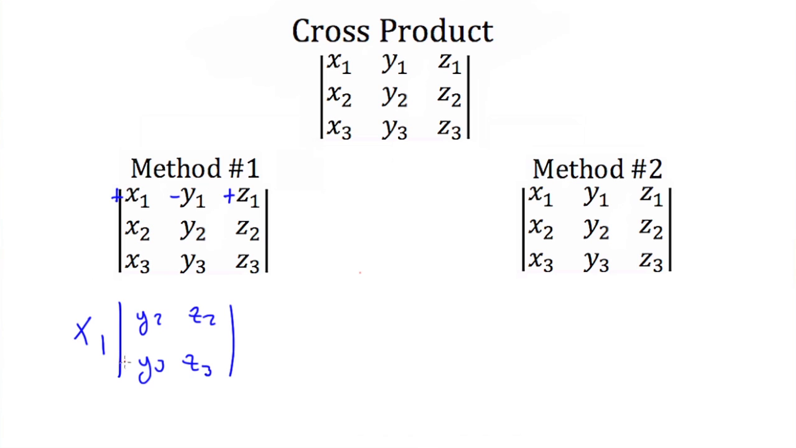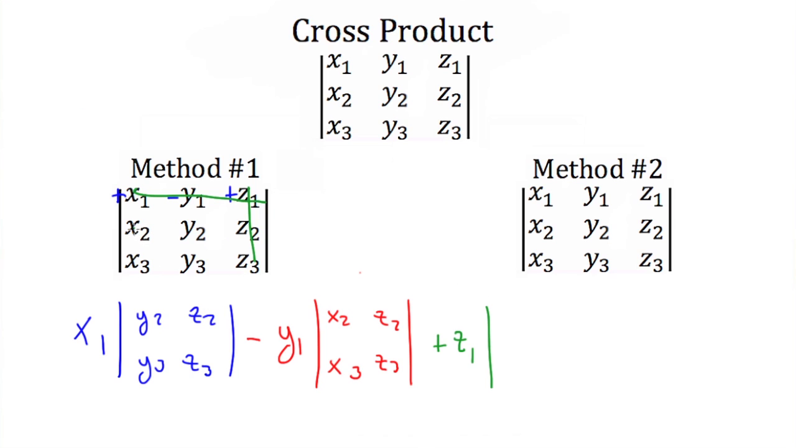Next, I move over to the y1, and I ignore everything next to and below the y1. Now remember, this y1 was negative, so this is minus y1, and then I multiply that by the 2 by 2 determinant x2, z2, x3, z3. Then lastly, I take this positive z1 and I cross out everything next to it and below it, and I multiply z1 by the determinant x2, y2, x3, y3.